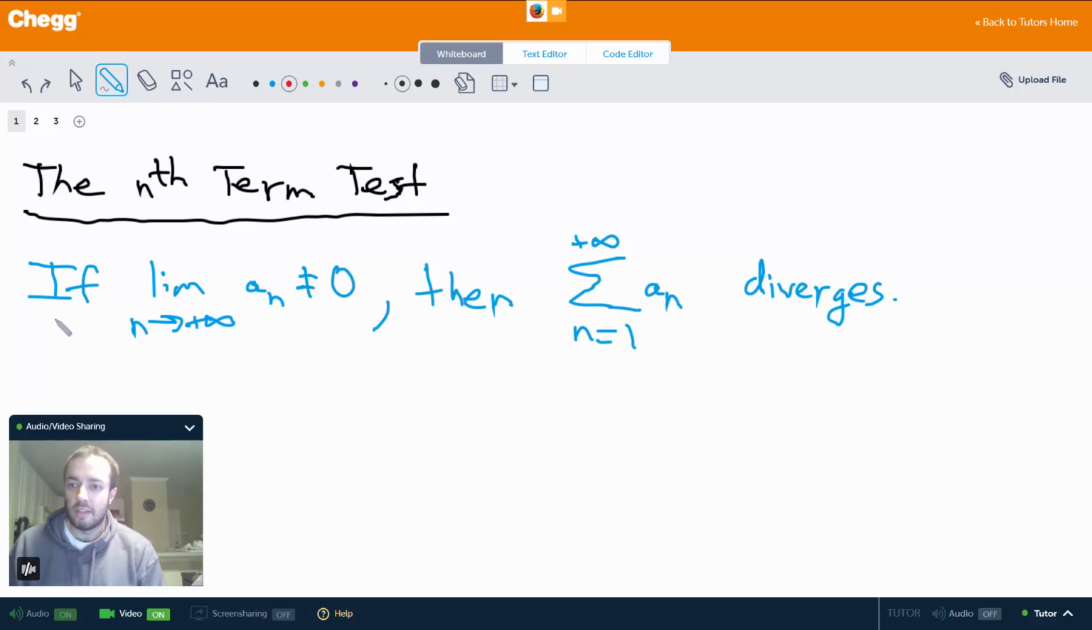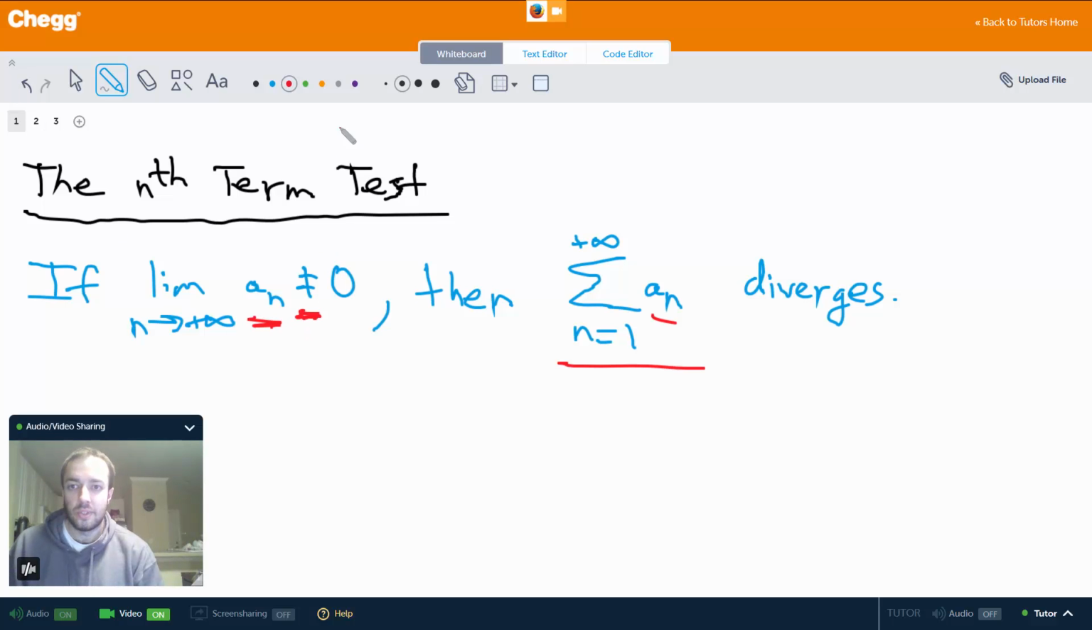Well, it says if the limit as n goes to infinity of the sequence a sub n is not 0, then the series, the sum from n equals 1 to infinity of a sub n, diverges. Okay? And that's all the test says. So if the limit is equal to 0, then the test is not conclusive. You don't really know one way or the other.